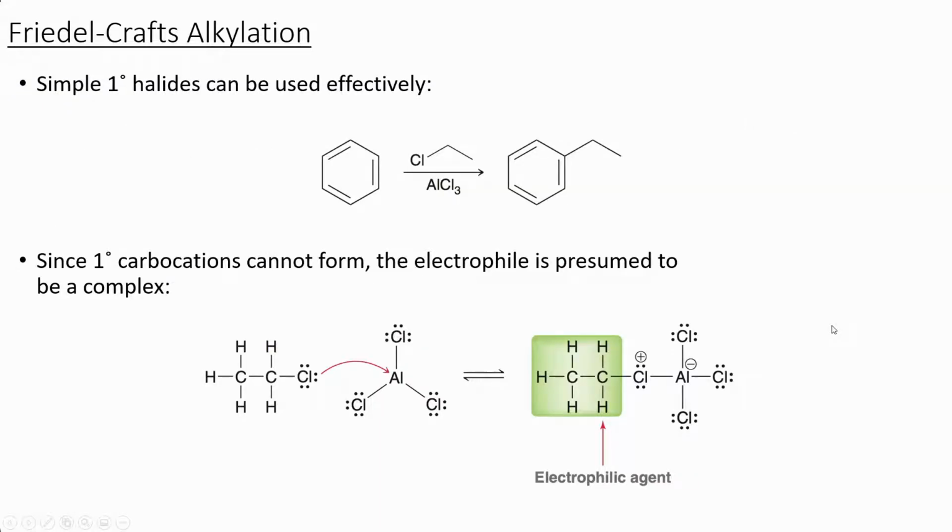This works well for secondary halides and simple primary halides. In a regular primary halide here, we can think of the electrophilic agent as this complex because we're not going to form a primary carbocation.